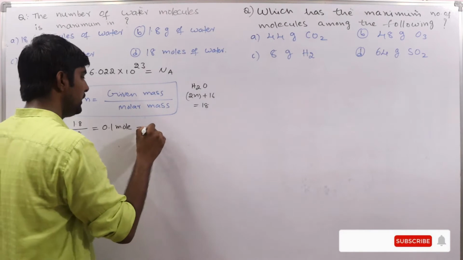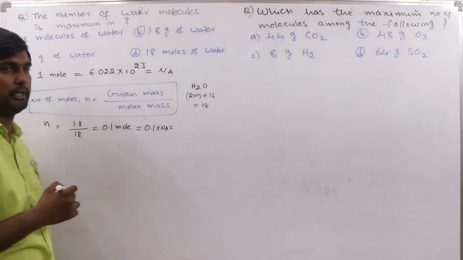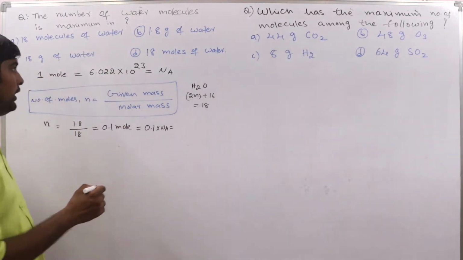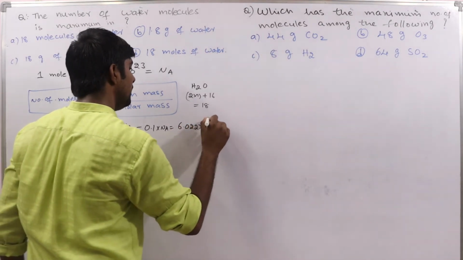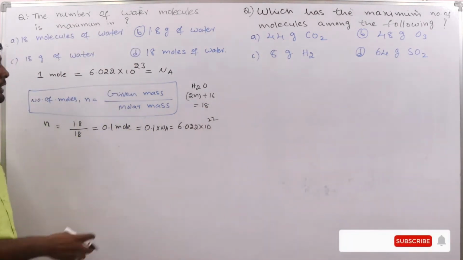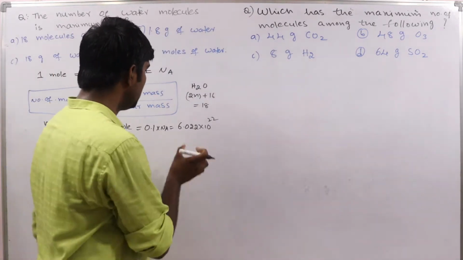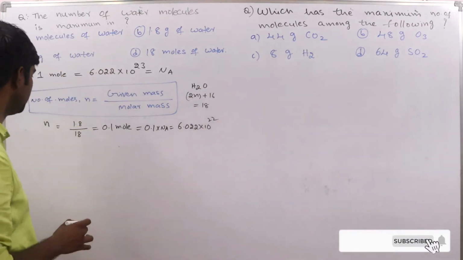That is nothing but 0.1 into Avogadro number of molecules are present. This is the Avogadro number, multiplied by 0.1, we get 6.022 into 10 power 22. So in 1.8 grams of water, how many water molecules are there? 6.022 into 10 power 22 water molecules are present.